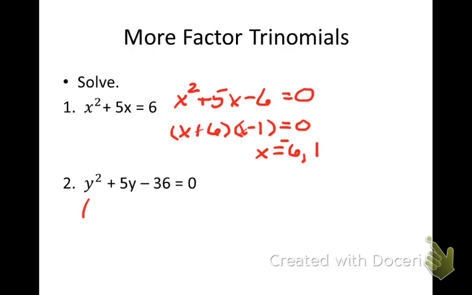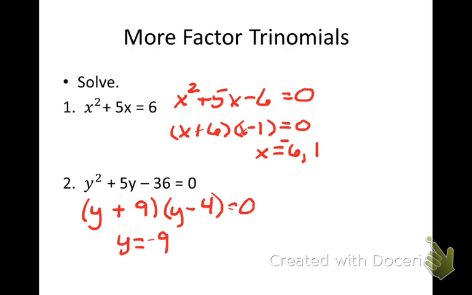Number 2, it's already set equal to 0, so all we need to do is factor it. Factors of y squared would be y and y. Factors of 36, they need to be different because it's negative, so we're going to be subtracting them. So 2 factors of 36 you subtract and you get 5 would be 9 and 4. We want the bigger one to be positive because the sign in the middle term is positive, so plus and minus. Again, double check, positive 9y minus 4y would be positive 5y. So from this, we're going to get that y equals negative 9 or 4.